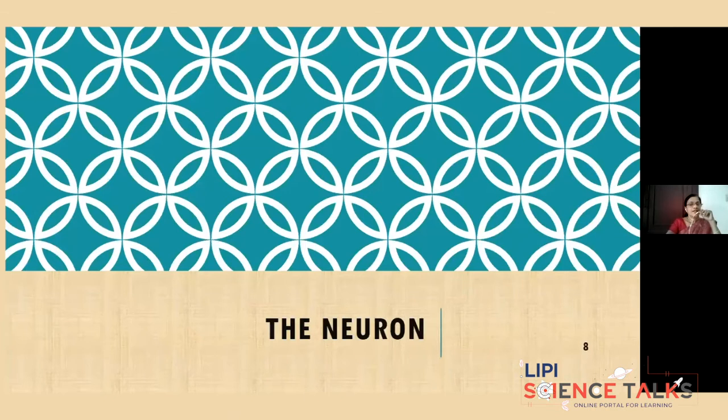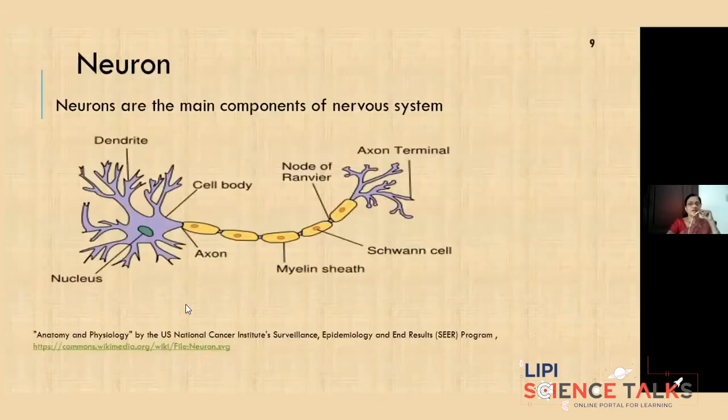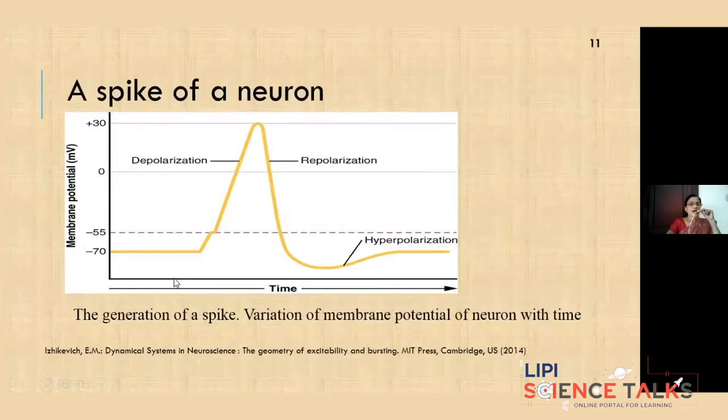Now, in the case of the neuron, you can have the biological structure like this. We need not go into the detailed biological structure. And this is the zoomed version of the structure of the neuron. We are more concentrated on the response of the neuron to each and every stimulus.